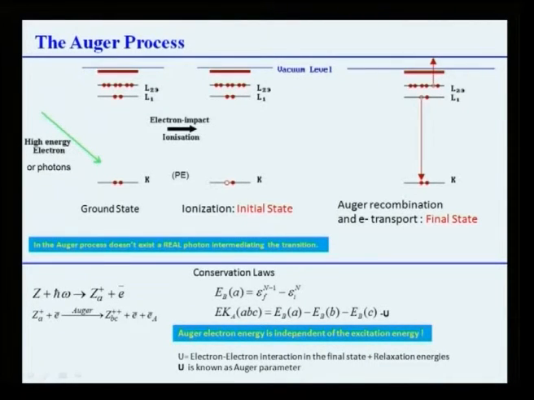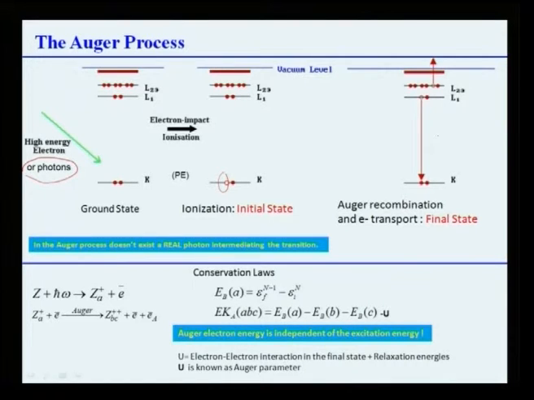Suppose this is the ground state of the electron: K level, L1, L2, 3 and then above. A high energy electron, it can also be photons, but normally we do not use photons, we use electrons, rejects an electron from the core level or K level and leaves behind a hole. This is the ionized electron.